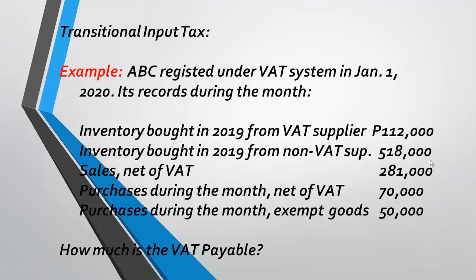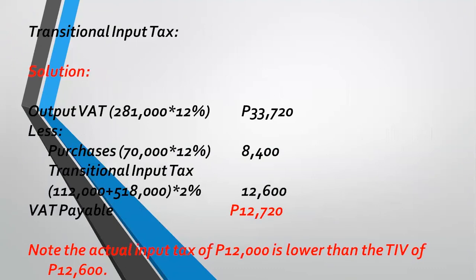And then compute our output tax, 281. Then minus our purchases from the current month, input tax, so that we can compute our VAT payable. So our output VAT is 3,372, less input taxes: purchases current month, 8,400, and then the transitional input tax up to 12,600. That is what we use because it is higher compared to the actual input tax of 12,000. So therefore, our VAT payable is 12,720 pesos.